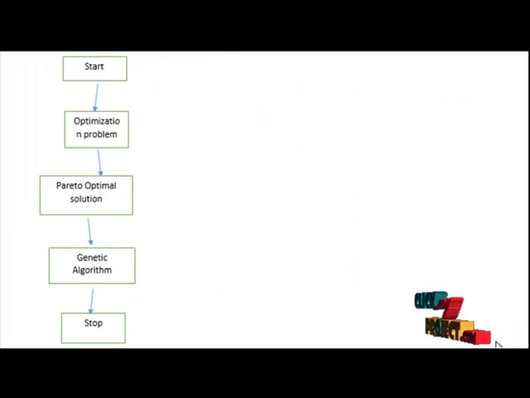This is the flow diagram of our process. First, we start the process. Then next, we consider the optimization problem. Here, the optimization problem means the multi-objective optimization problem. It is also known as multi-objective programming, vector optimization, multi-criteria optimization, multi-attribute optimization or Pareto optimization. In the area of multiple-criteria decision making, it is concerned with mathematical optimization problems involving more than one objective function to be optimized simultaneously.